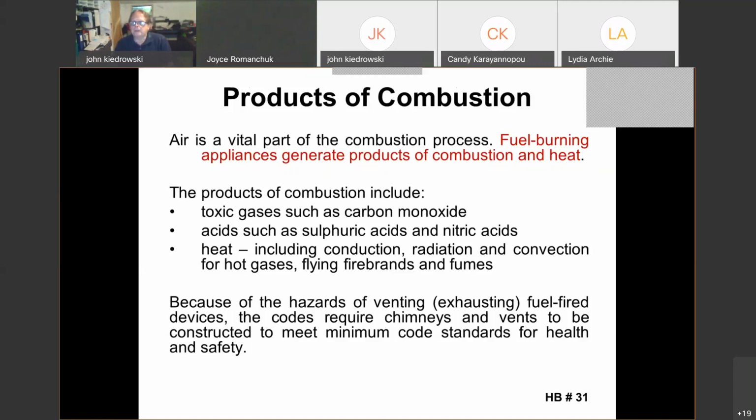Heat, including conduction, radiation, and convection for hot gases and flying firebrands and fumes, can also cause issues. So for example, if we take a look at fireplaces, different heating appliances. Because of the hazards of venting, exhausting fuel-fired devices, the codes require chimneys and vents to be constructed to meet minimum code standards for health and safety. So even when we take a look at the venting, proper venting on heating equipment, it's really critical for the home inspector, or the inspector rather, to look at.